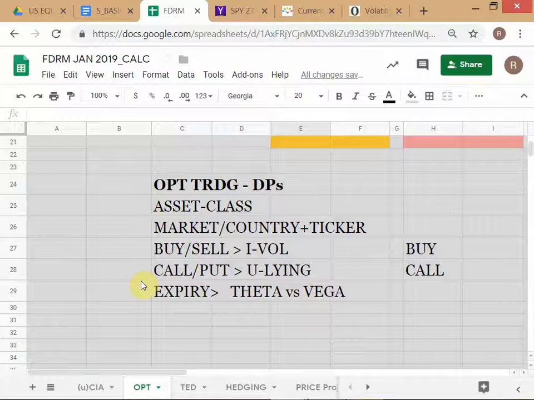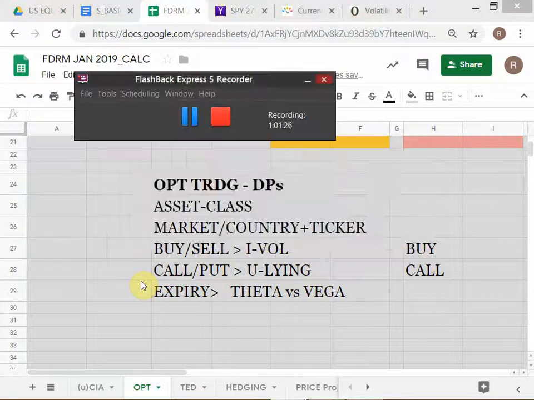In option trading, any more decision problem? Sir, at the money. Yes, at the money what?